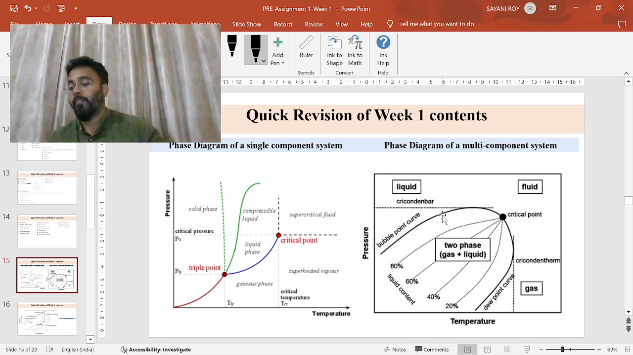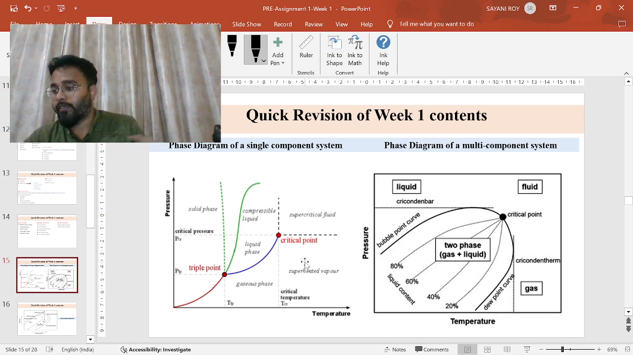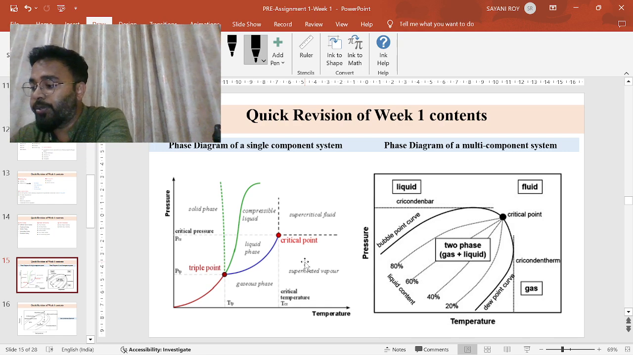Cricondenbar. Just give me one second. Let me see if I can find something to explain in more detail.